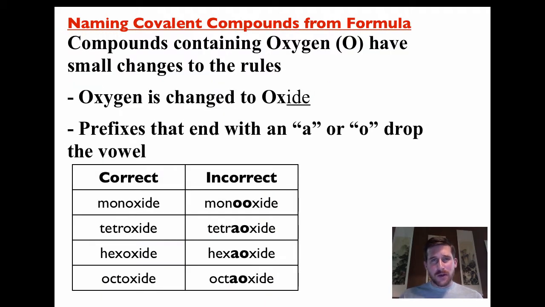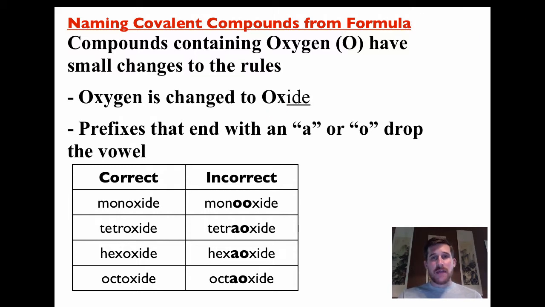Oxygen's kind of a weirdo. He doesn't play by all the rules. So make sure you understand oxygen. He doesn't have that INE ending. So what you might guess, maybe we just drop the EN. You actually drop this YGEN and make it oxide. You've probably heard that before, so it makes sense.